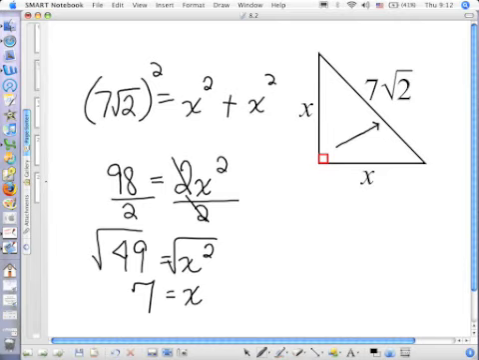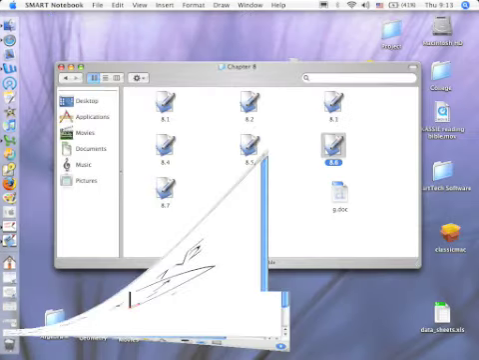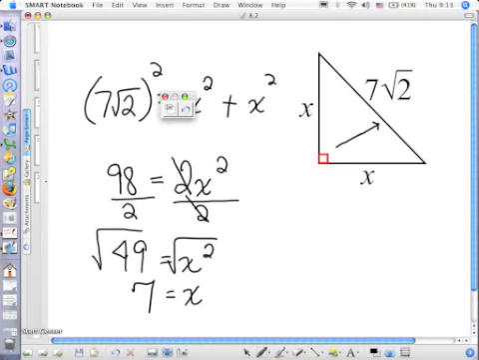Okay, Pythagorean theorem. When can you use the Pythagorean theorem? For right triangles, and you know two sides, and you're looking for the third side. So the Pythagorean theorem cannot be used when you're looking for an angle. It only tells us side lengths.